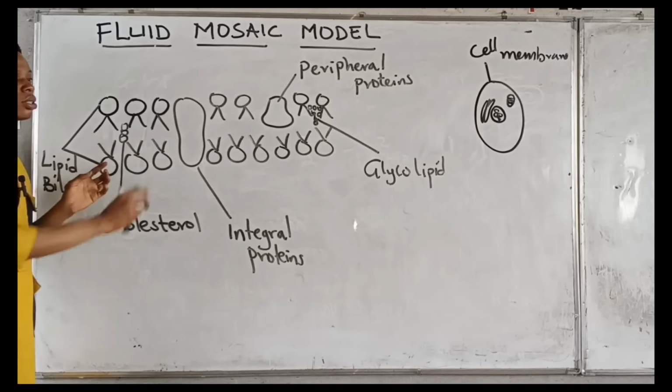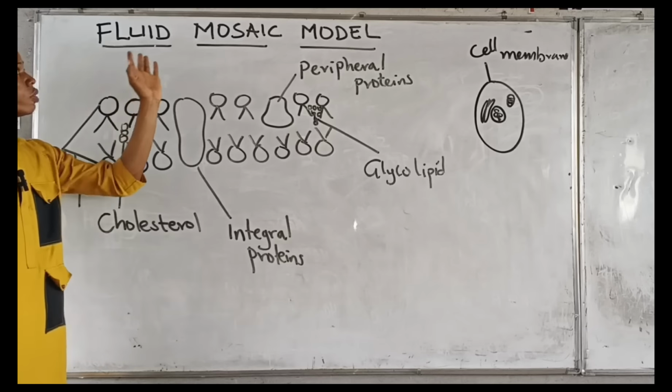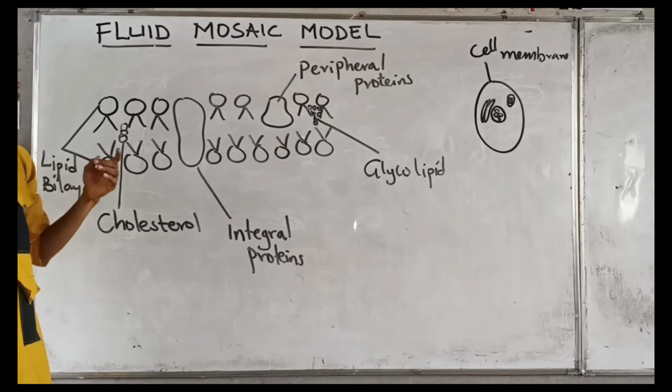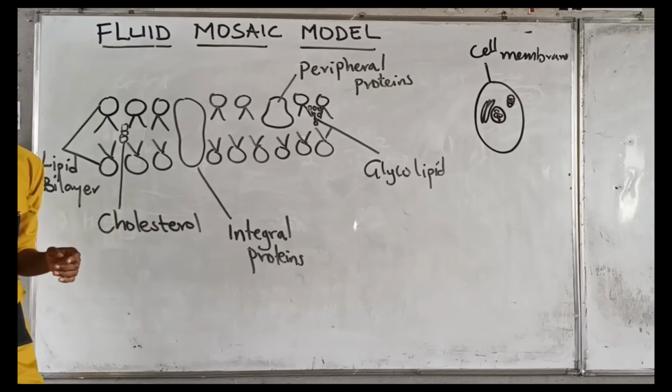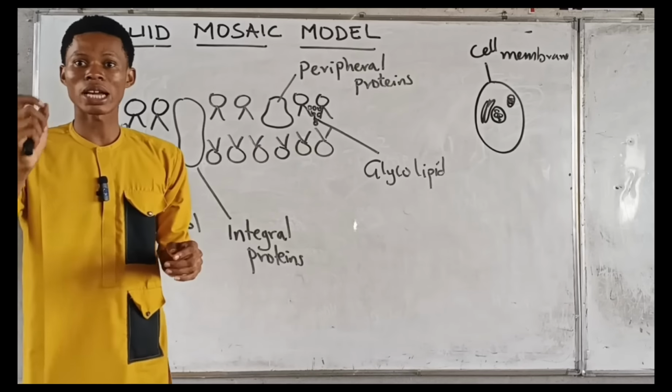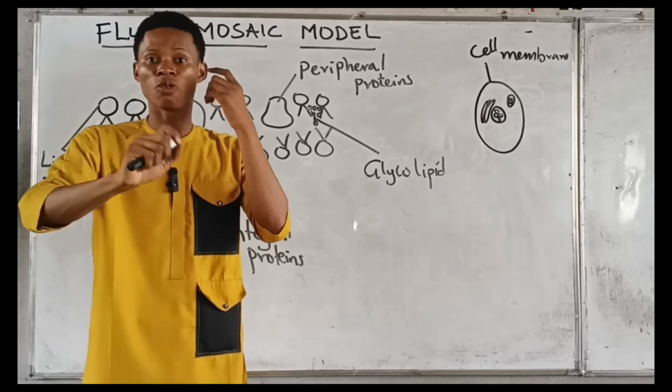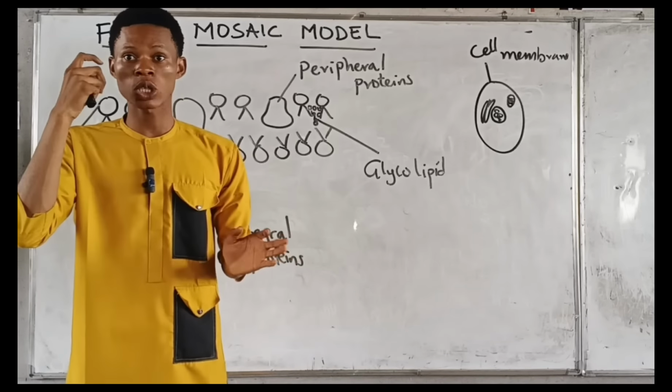Now look at the cell membrane. According to the Fluid Mosaic Model, the cell membrane has a lipid bilayer. Please pay great attention here, because when you're writing an exam, you don't write by cramming. If you understand, you see that you've written enough sense.